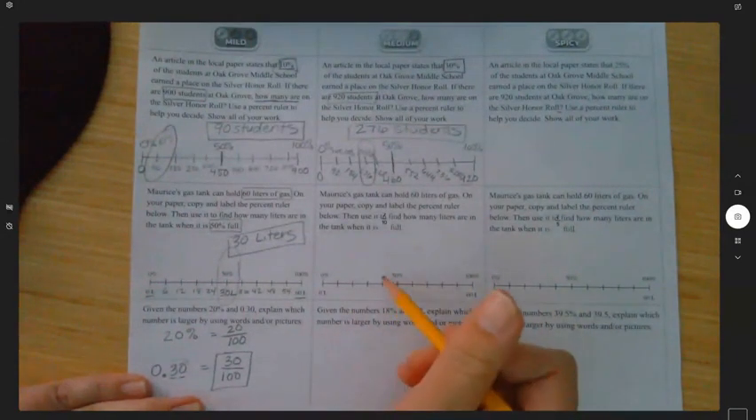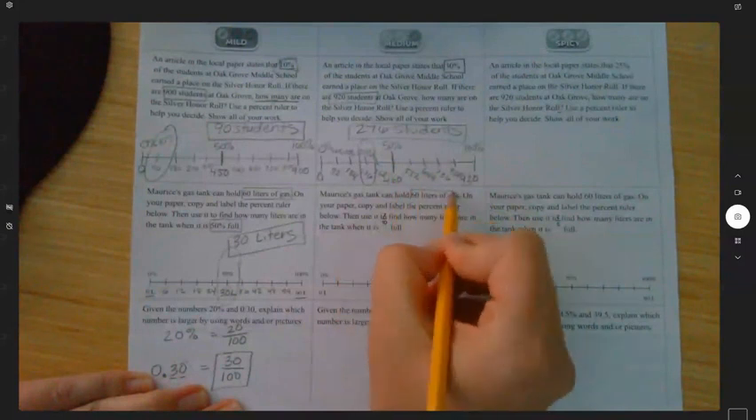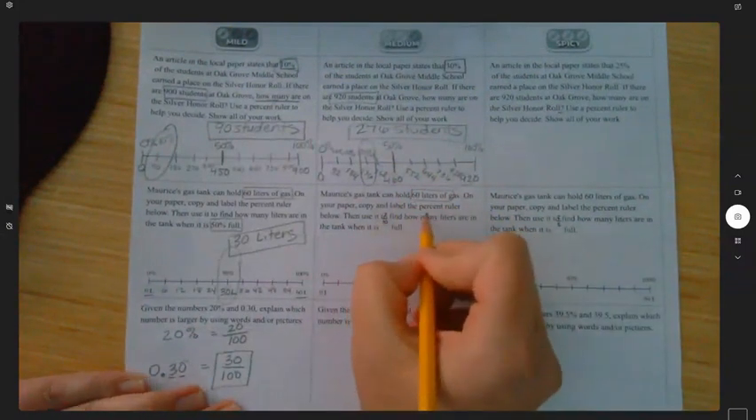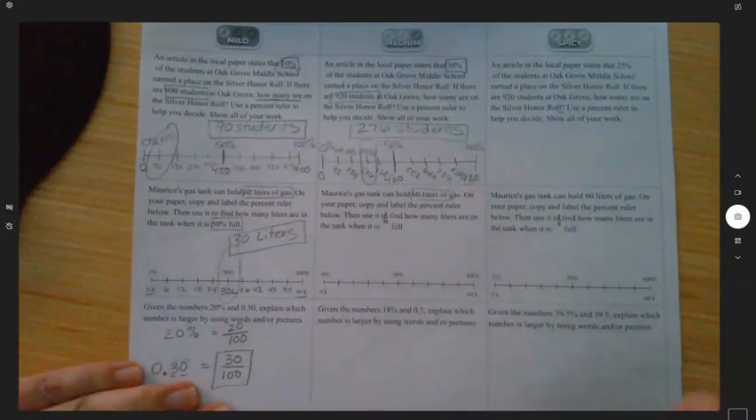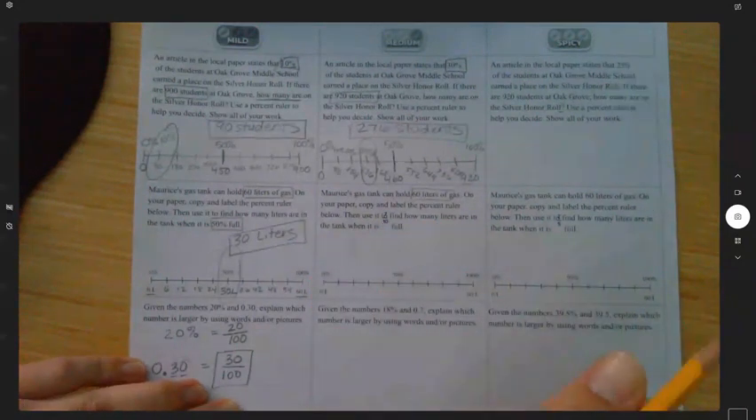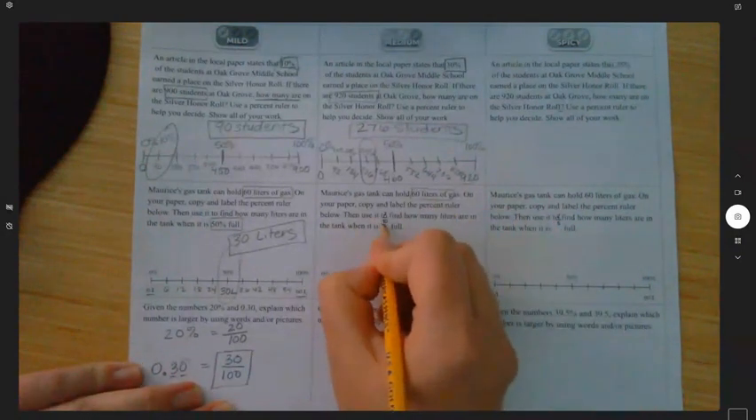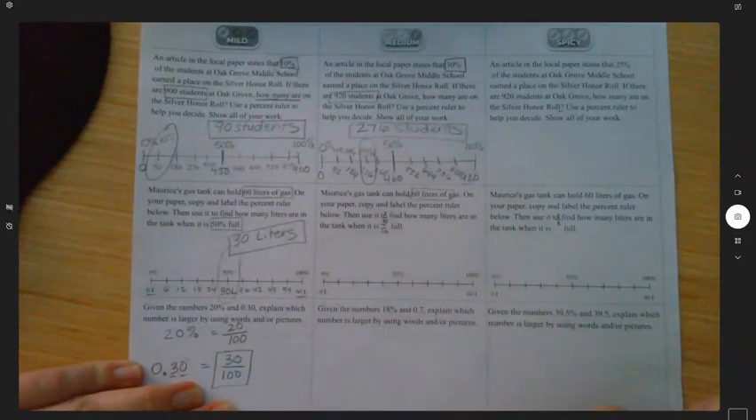All right, Maurice's gas tank can hold 60 liters of gas. On your paper, copy and label the percent ruler below. Then use it to find how many liters are in the tank when it is, that should be, I think it's 7/10 full. Didn't come down. So 7/10 full.